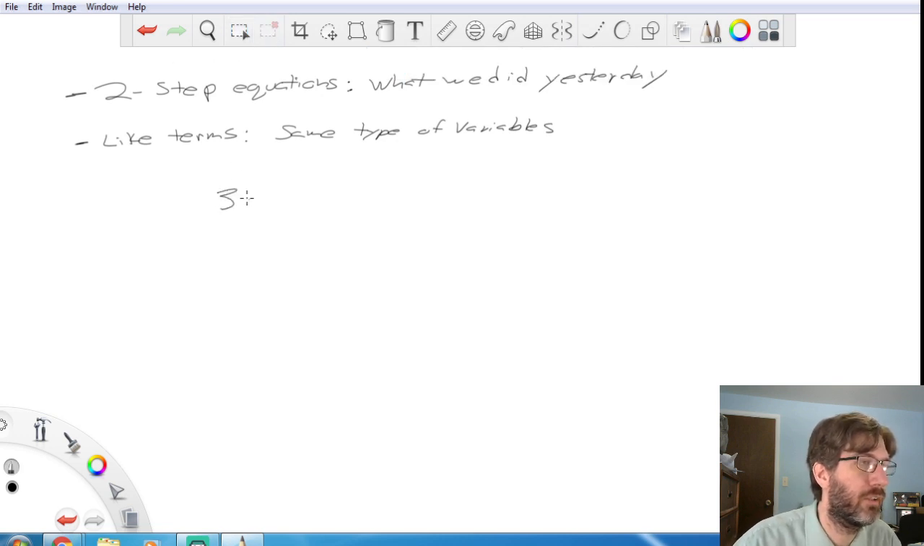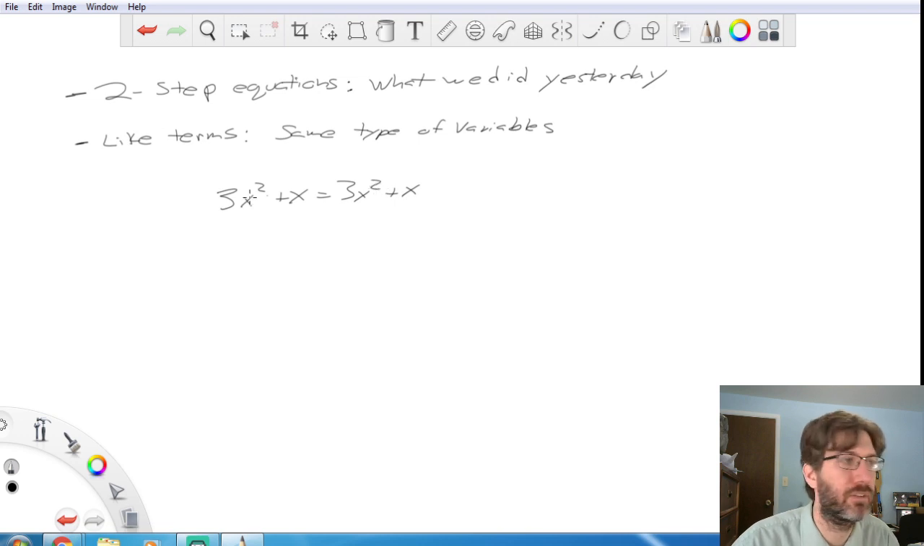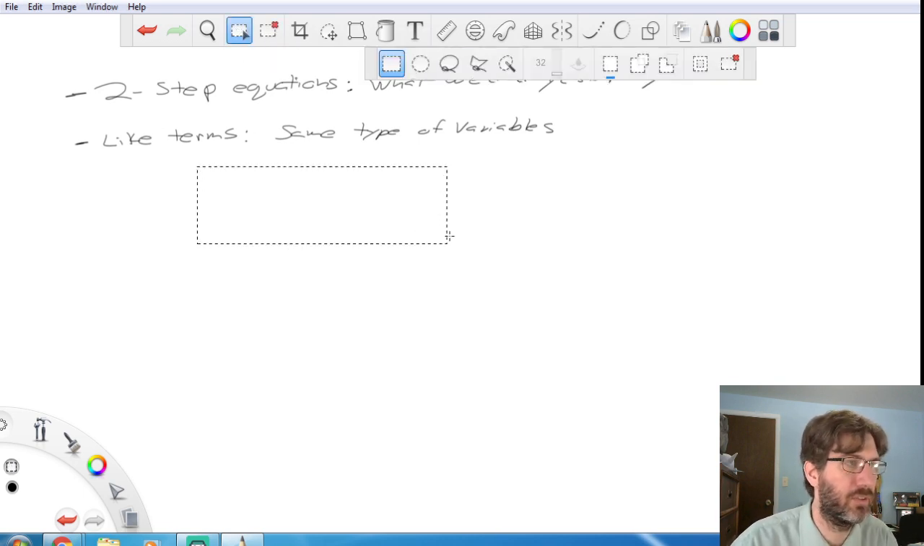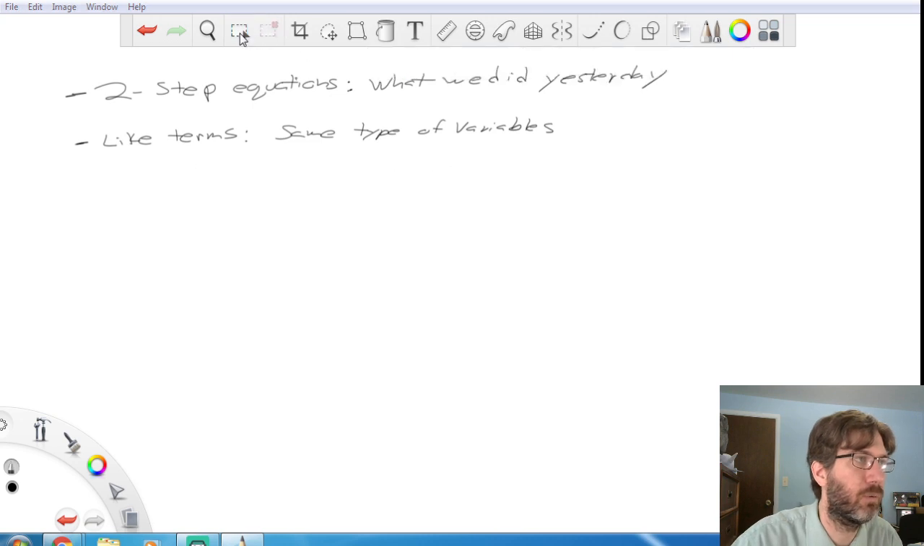Also, you cannot combine different exponents. I guess I should mention that. So 3x squared plus x equals 3x squared plus x. You can't combine those either because the variables are different. That's x squared and this is just x. They're not going to go together as well. But hopefully combining like terms is a review. We did take notes on it a while ago.